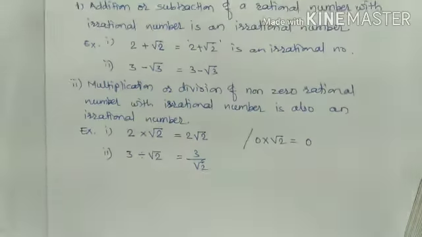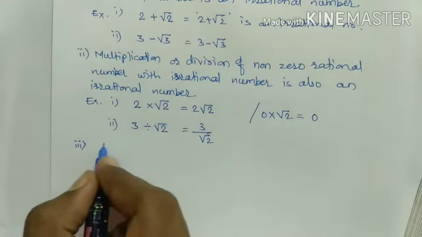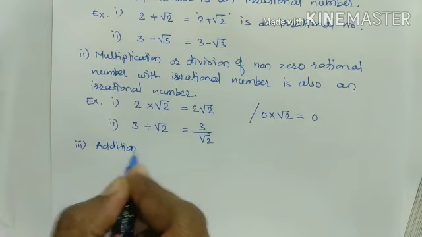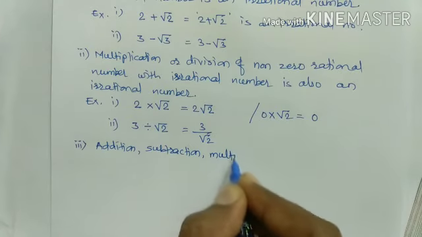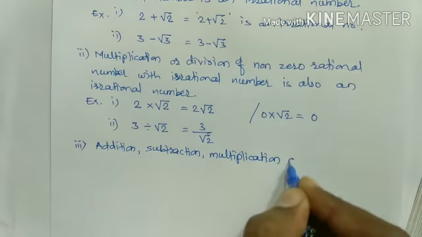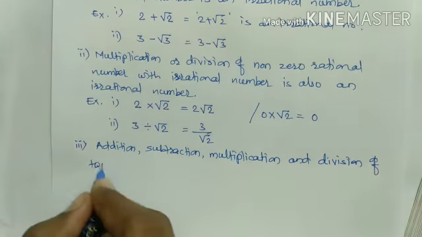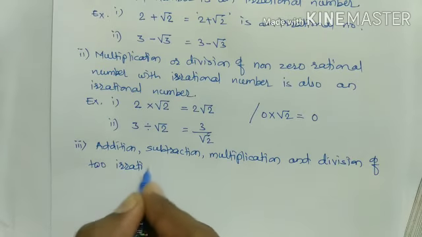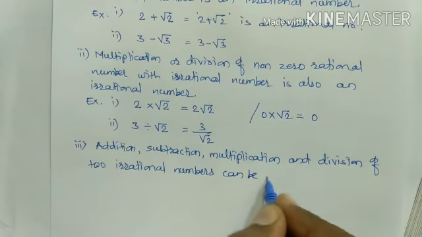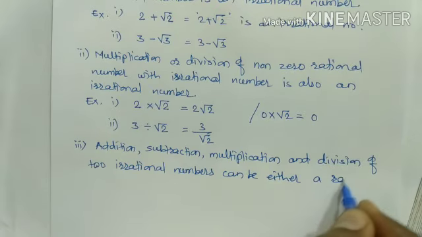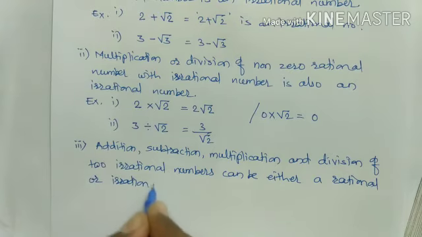Now the third property is, see, addition, subtraction, multiplication and division of two irrational numbers can be either a rational or irrational number.